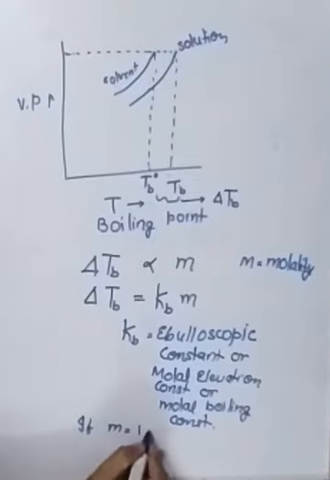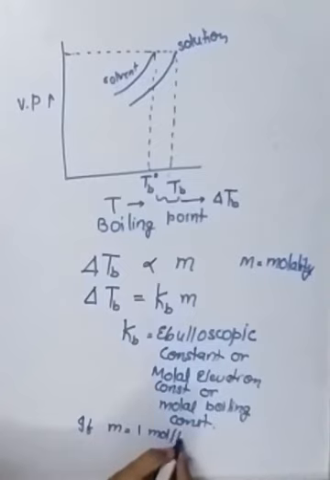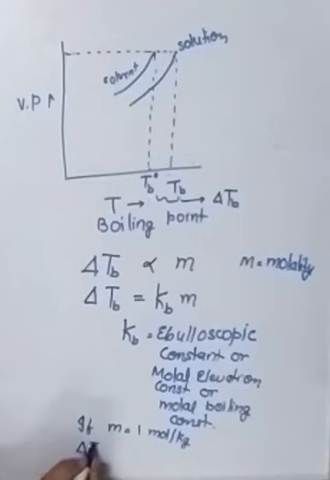If m is 1 mole per kg, if you have a 1 molar solution, then del Tb will be equal to Kb. So how will we define Kb? The ebullioscopic constant is defined as the elevation in the boiling point when the solution contains 1 mole of the non-volatile solute in 1 kg of the solvent.